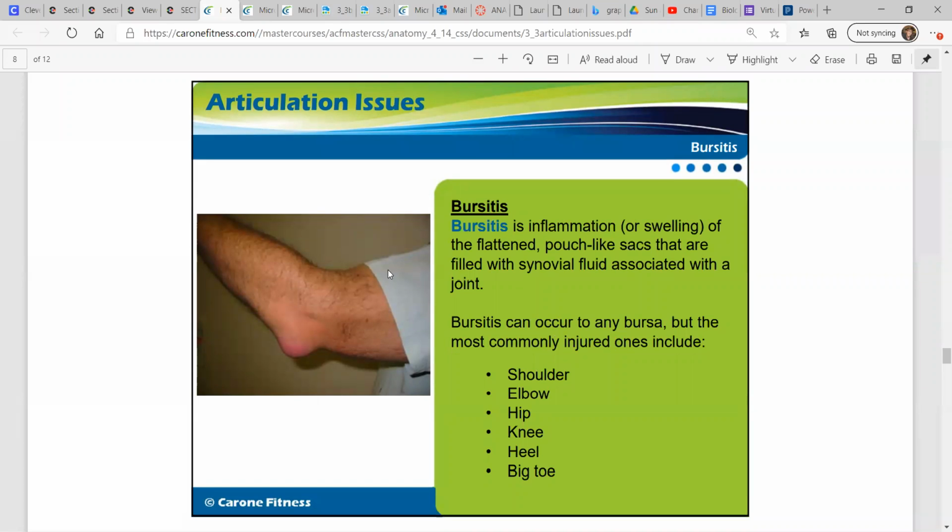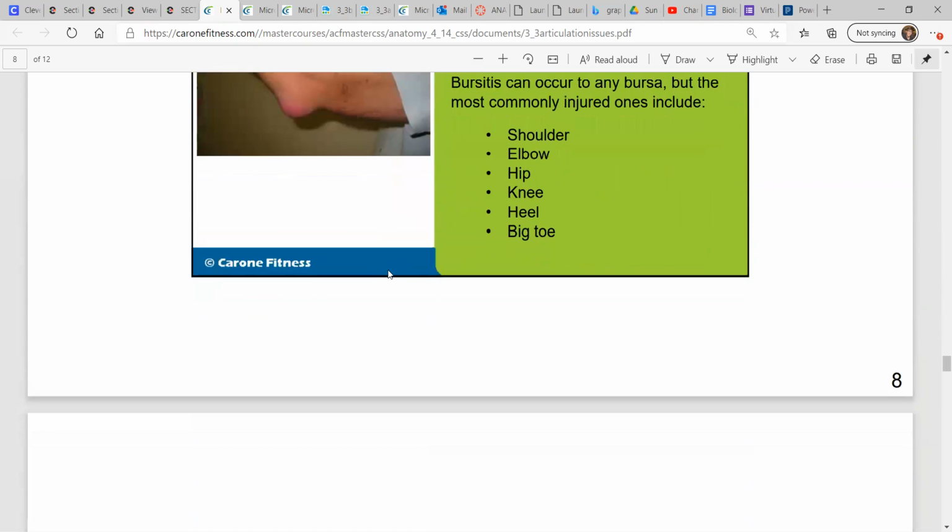Then you get into bursitis, and that's swelling or inflammation of those little bursae. And those are the little sacs filled with synovial fluid around the joint. And that can occur in any of these. So common ones are the shoulders, elbows, hips, knees, heels, and big toe.